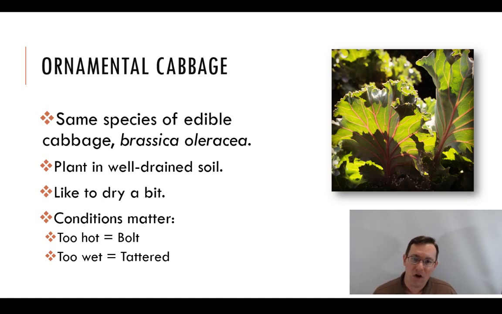But if we had a really hot fall, hot weather can cause ornamental cabbages to bolt. So they'll grow a stalk and a seed head, and that's pretty much the end of the plant. If it's too wet out, you can go the opposite way and get a wimpy, tattered looking plant. So really, a nice balance in between is where you want to be with ornamental cabbage.